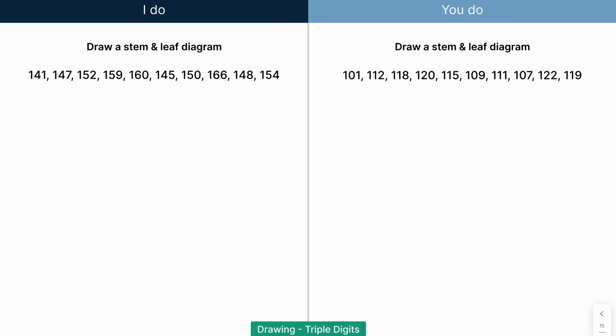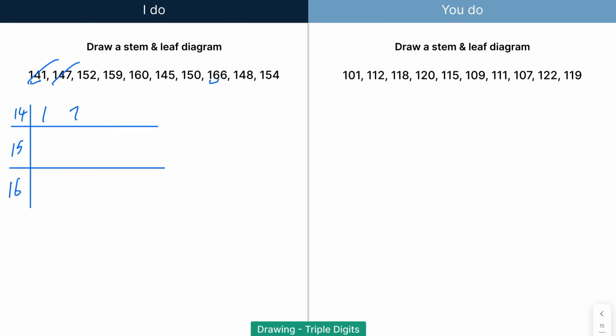And now moving on, we're looking at triple digits. So with this one, the smallest here is 141. So the stem is going to be 14. And the largest here is 166. So the stem is going to be 16. So remember that the leaves can only be single digits. The stems can be double. So that's going to be 14, 15, and 16. And that's 141. That's that covered.